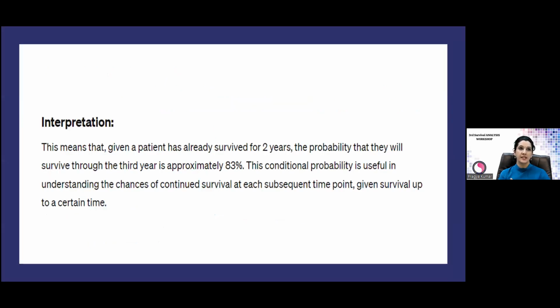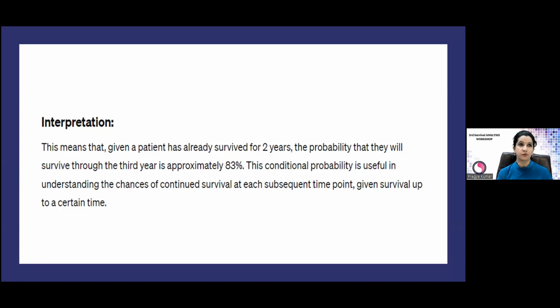And the interpretation is, given a patient has already survived for 2 years, the probability that they will survive through the third year is approximately 83%. And this estimation of the Kaplan-Meier cumulative probability is based on this conditional probability.